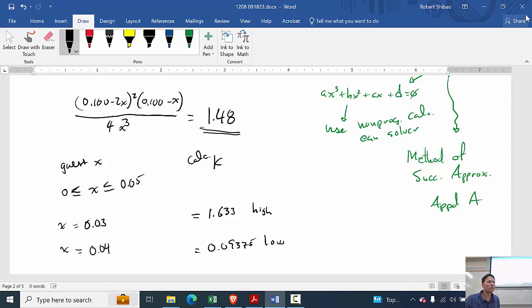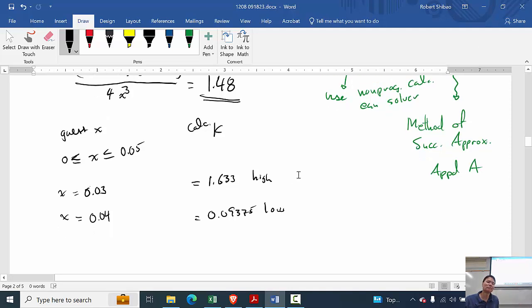What did you calculate, Tristan? That's what you got? All right, what should our next guess be? Something in between. Closer to 0.03 or closer to 0.04? Closer to 0.03. All right, so let's try 0.03 what? 1? Okay, let's try 0.031.